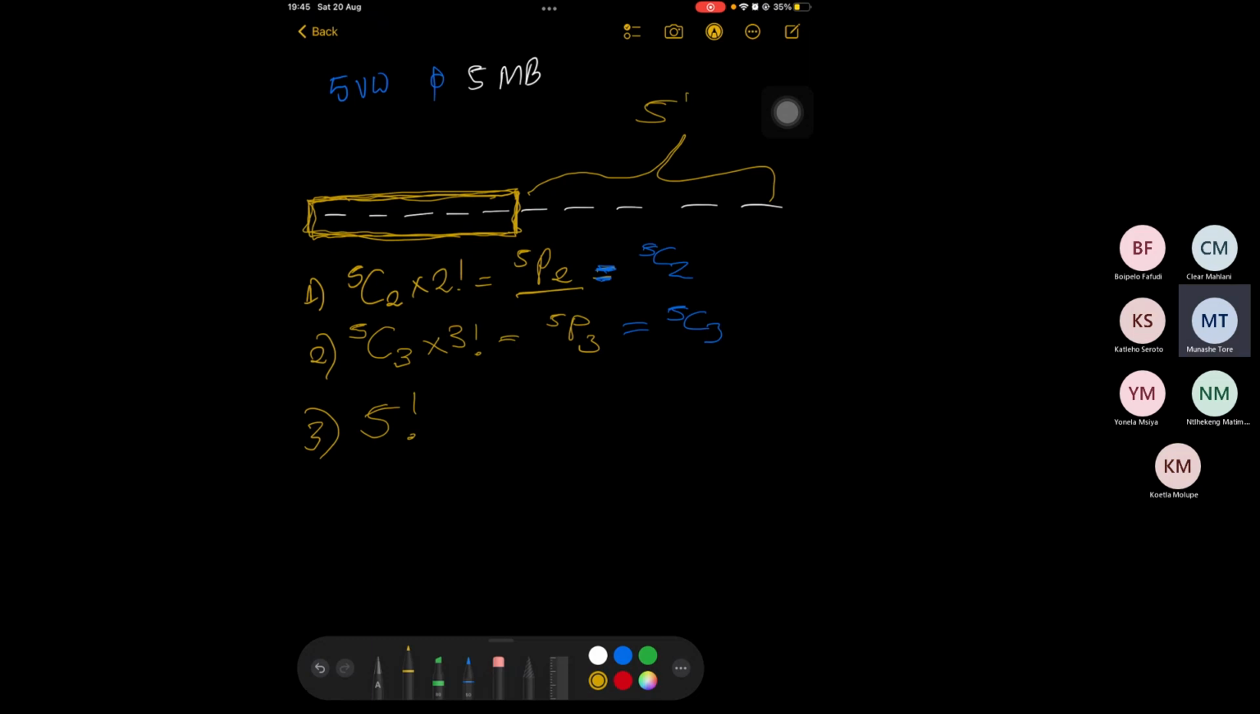Then you're left with 3 positions to be occupied by what? By Mercedes-Benz. You have 5 Mercedes-Benz, then you want to choose 3. So you have those 3 Mercedes-Benz. But in how many ways can you arrange them? It's going to be in 3 factorial ways. That's fine. Then you go on to the last section. You have 5 positions left that can be occupied by 5 cars. So it's going to be in 5 factorial ways. Then that's it. That's how we do this.